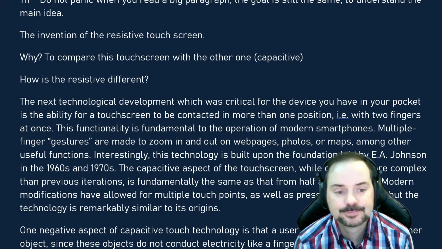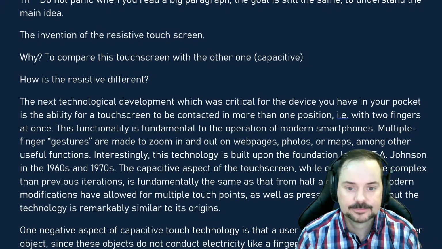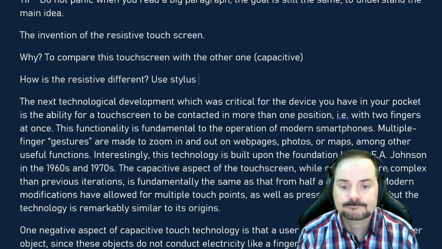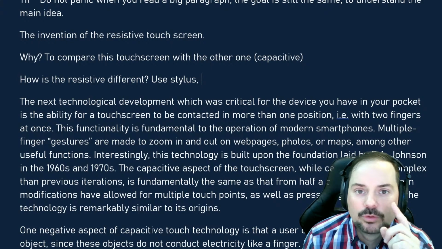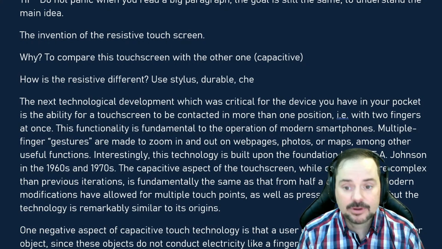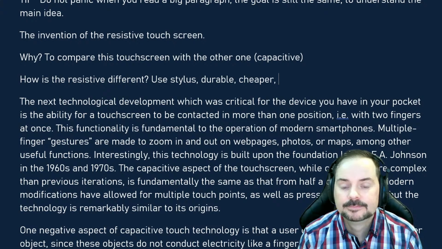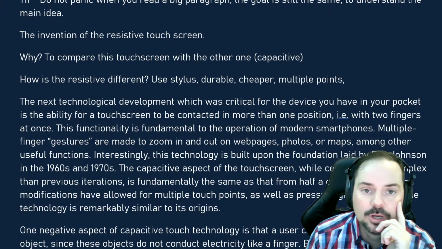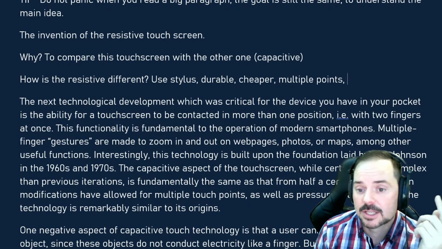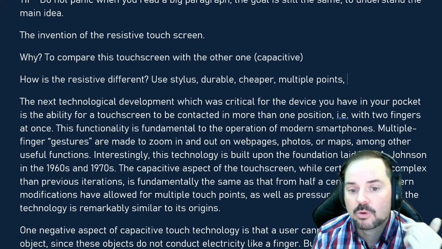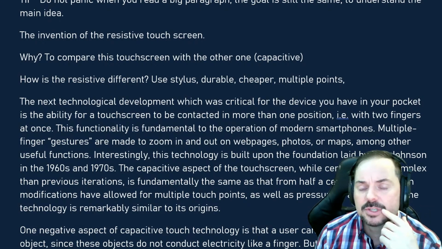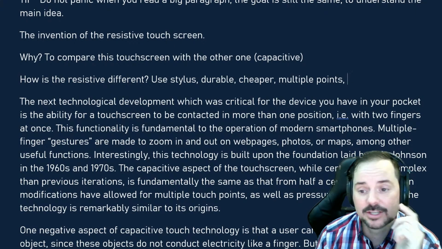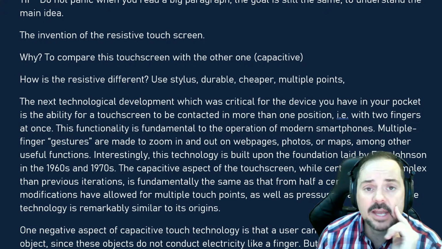What are the differences? With the resistive touchscreen we can use the stylus, and the resistive touchscreen is durable and cheaper. And we can touch multiple points. Okay, so we can use a stylus. It's durable. It's cheaper. We've got multiple points. All right. Do you remember why we can use a stylus? No, I don't. Okay, doesn't matter. Just seeing if you picked that up. Any other differences?